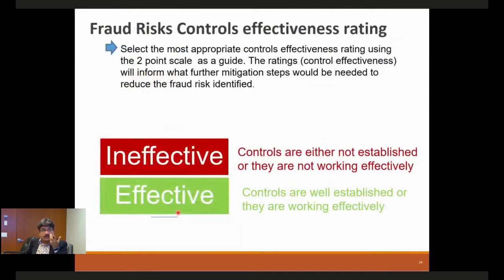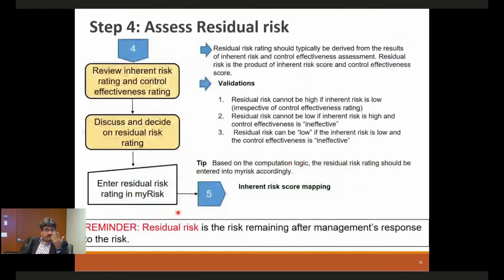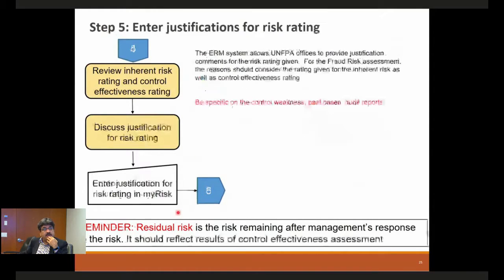And then controls are only of two categories: either controls are effective or controls are ineffective. So based on what rating you give to your available controls, you can decide the residual risk of that particular fraud and wrongdoing risk. This is the same flow. We decide on the residual risk and then we enter it in the application. And then, of course, we write in the justification box what kind of controls you have in place.